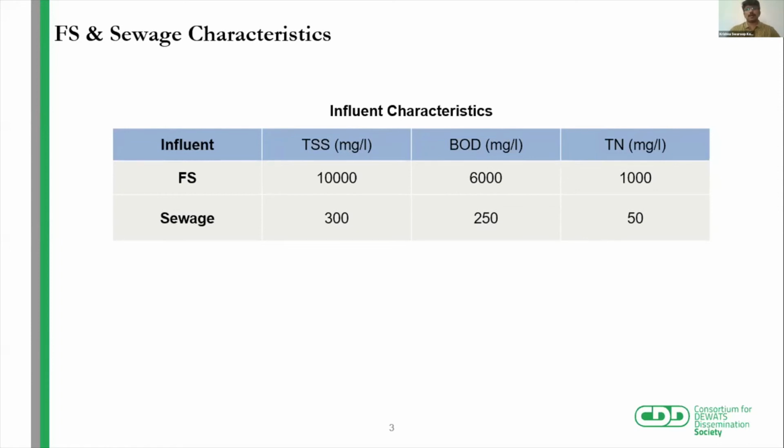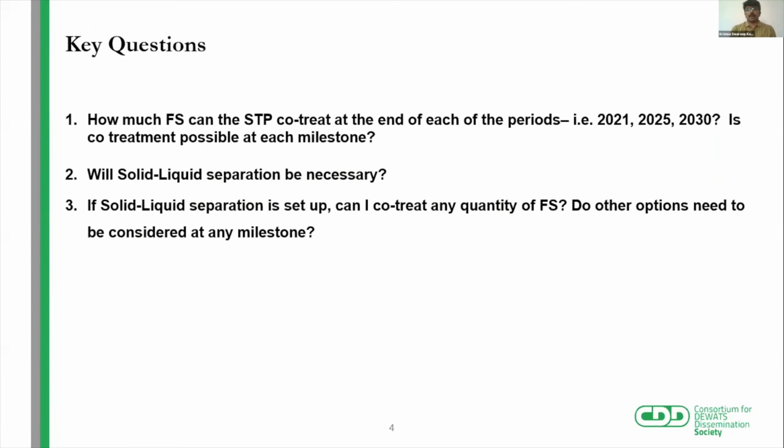Now that we have some assumptions on the estimated quantities and on influent characteristics, there are some questions we'll try to explore and see if the tool answers them. First, how much FS, fecal sludge or septage, can the STP co-treat at the end of each of the periods, that is 21, 25, and 30? And is co-treatment possible at the end of each period? Number two is, will solid-liquid separation be necessary? Dorai sir was saying solid-liquid separation is typically preferred in most scenarios, and there are very few cases where we would go without it.